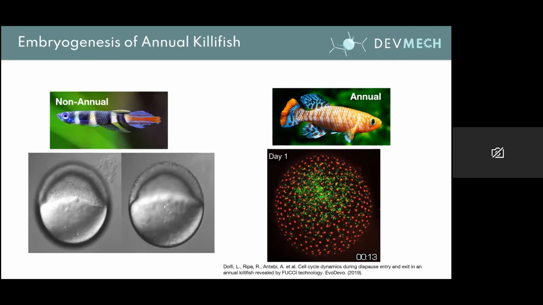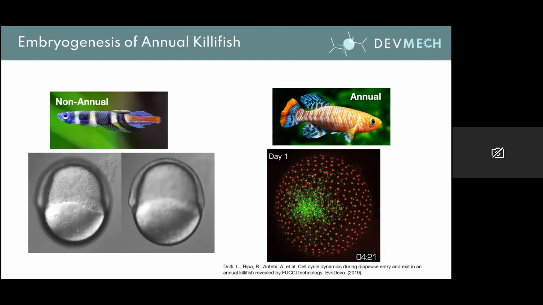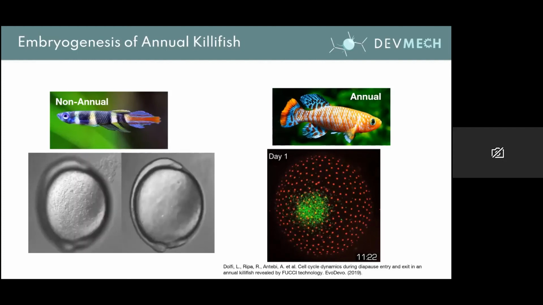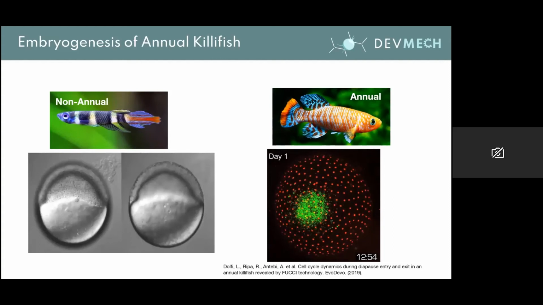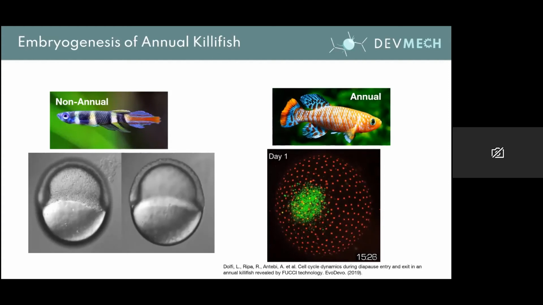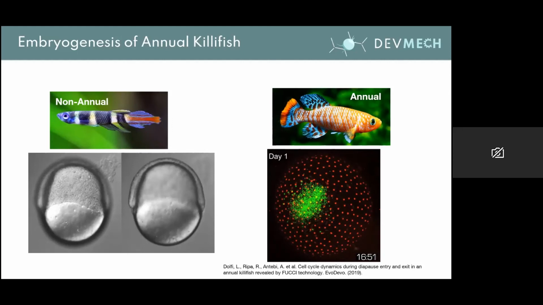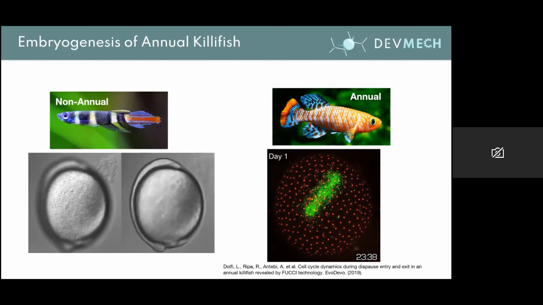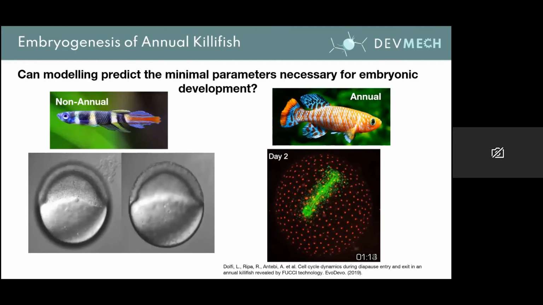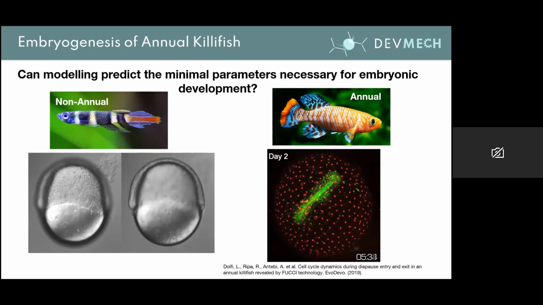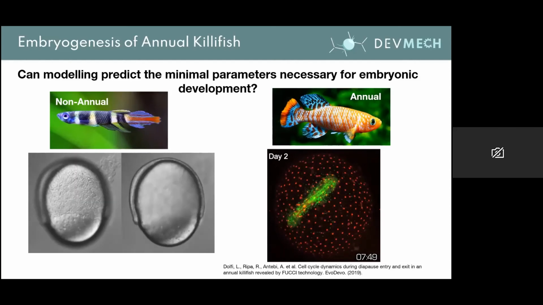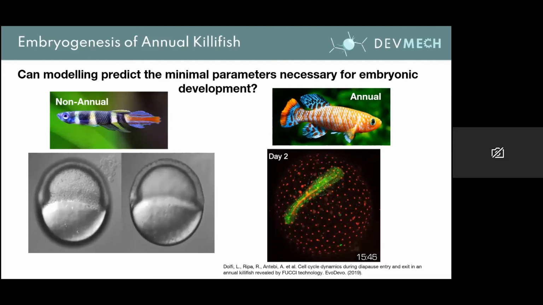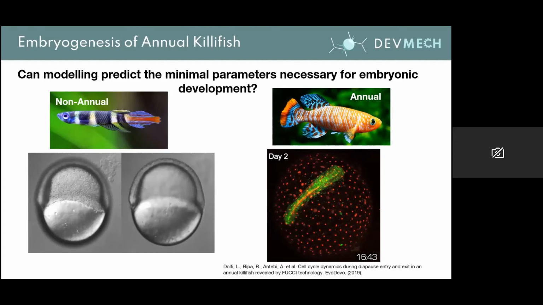The stem cells, which are the green dots, are initially dispersed all around the egg, to then aggregate in a single cluster at the pole of the egg. Then the axis forms and eventually the proper embryo. How this aggregation process occurs is what is currently unknown. So our main question is, can modeling predict the minimal parameters necessary for embryonic development? To address this question, we have developed a biophysical model to study the aggregation dynamics and to have a better understanding of the killifish embryogenesis, but also of other vertebrates.